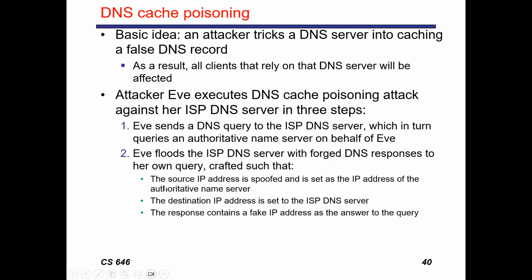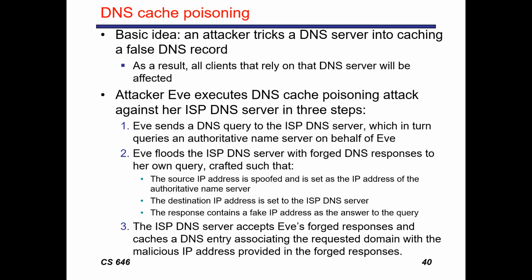Now, the way he does it is that he will manage to spoof the IP address of the authoritative name server. The destination IP address is the ISP DNS server of the ISP of Eve, and the response will contain a fake IP address as an answer to the query that he made by himself. So in that case, what will happen? The ISP DNS server will accept the forged response by Eve, and it will cache this result, which will contain the malicious IP address.